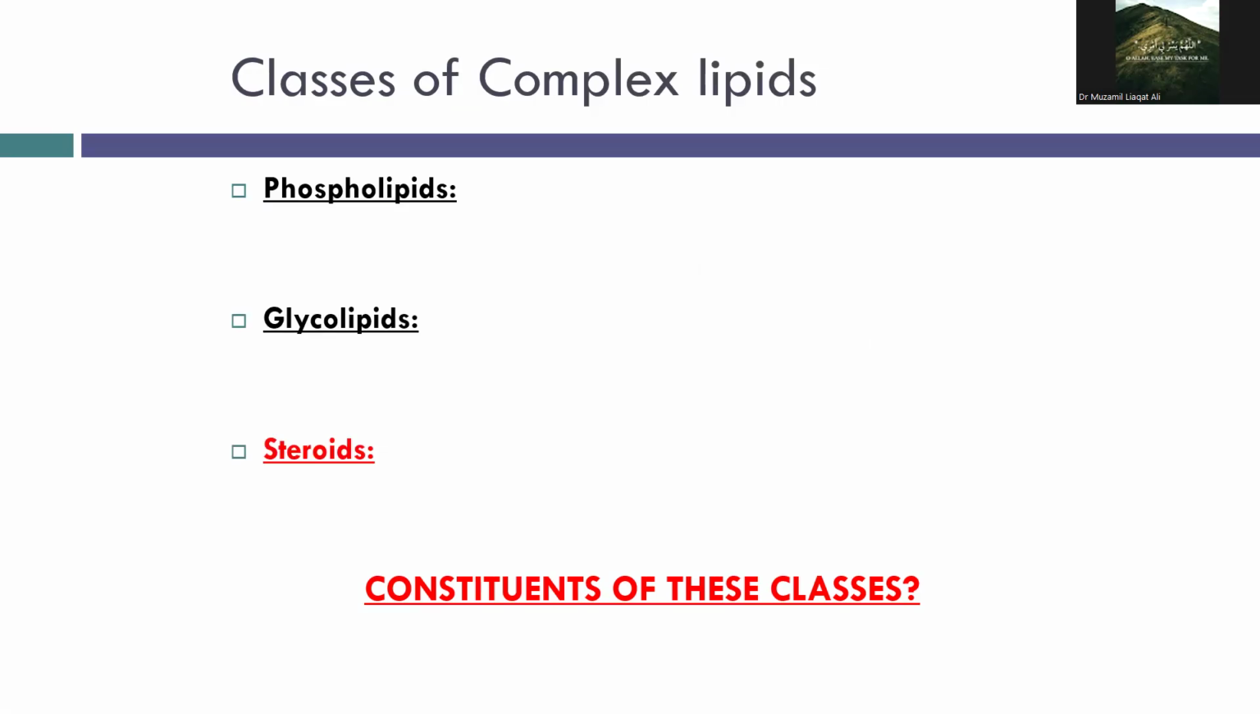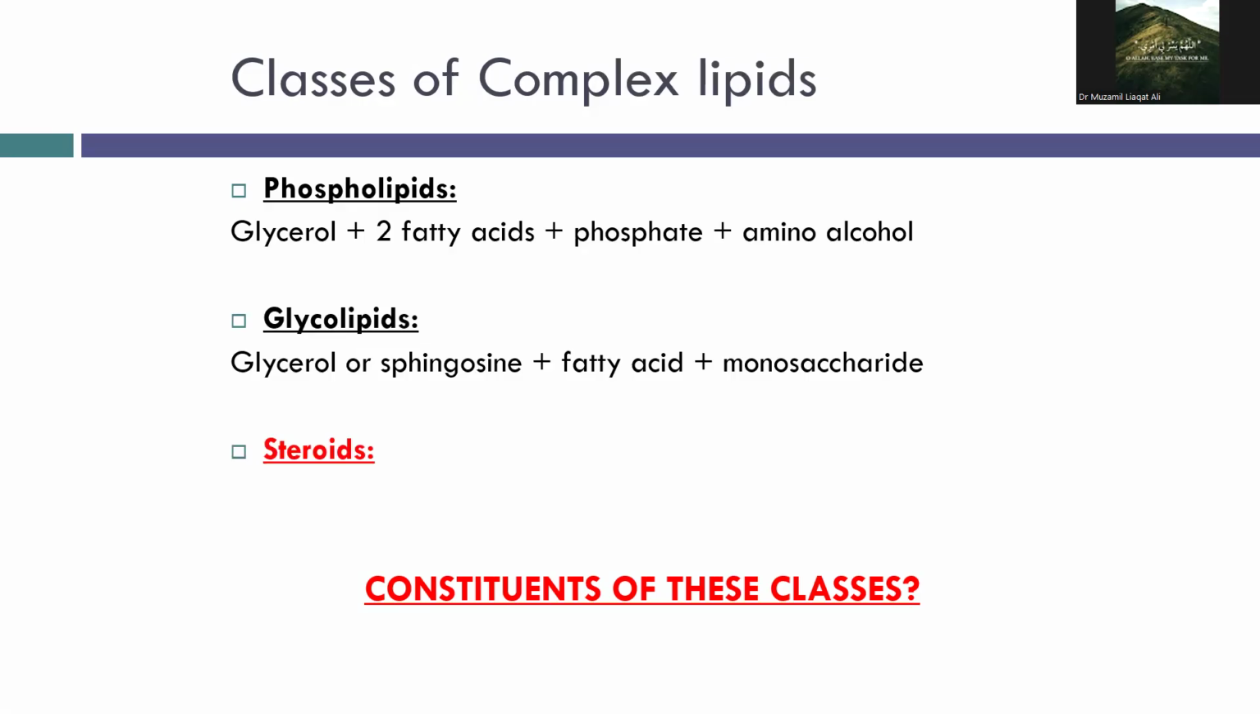So what about the constituents? Let's have a look at the constituents of each class. Phospholipids contain glycerol, two fatty acids, a molecule of phosphate, and an amino alcohol. What about the glycolipids? There is a glycerol or sphingosine molecule plus the fatty acid and a molecule of the monosaccharide, or monosaccharides. While the steroids contain three cyclohexane rings and one cyclopentane structure fused together to form a sterol ring.